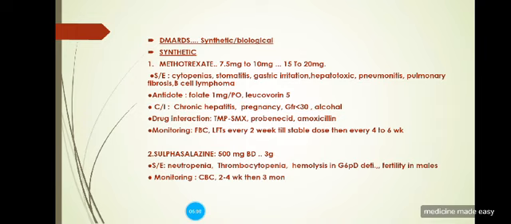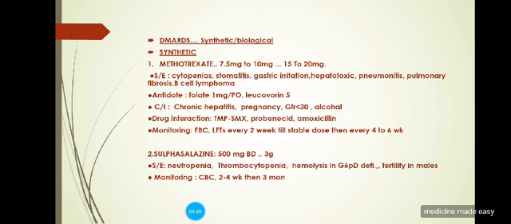Then comes sulfasalazine, that is given in 500 mg BD. It can be given up to 3 grams. It also has side effects like neutropenia, thrombocytopenia. If the patient is glucose-6-phosphate dehydrogenase deficient, it can cause hemolysis, and it can affect spermatogenesis, so it can have fertility issues in males. So it also needs monitoring, like complete blood count at 1 to 2 weeks, then monthly, and then 3 monthly.